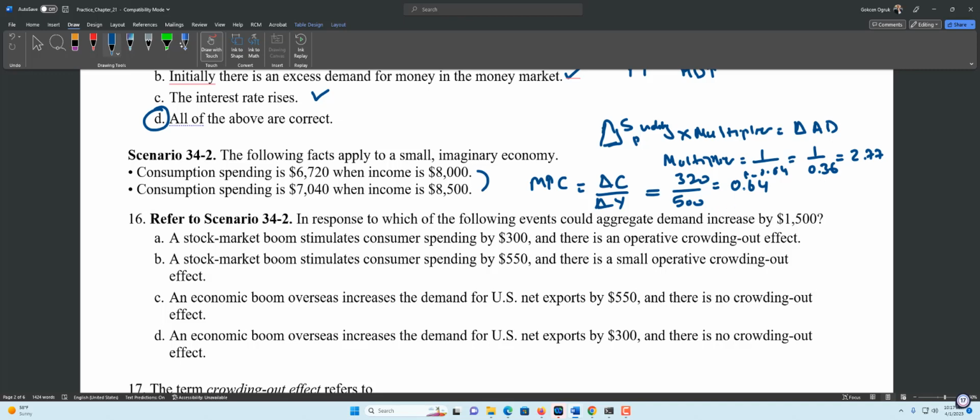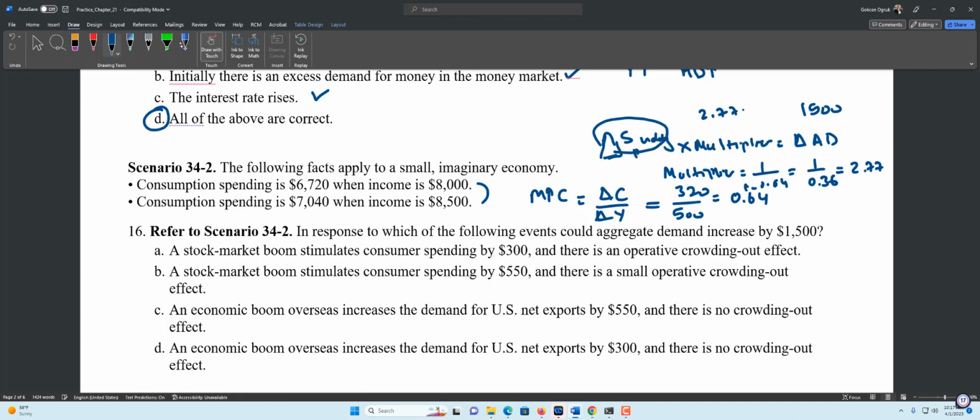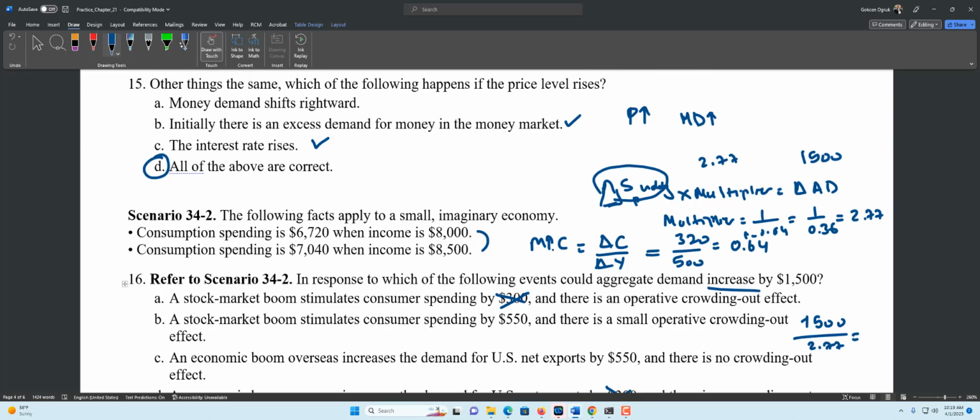So an initial spending here, which we don't know, but I know that the end result is 1,500, and I know that the multiplier is 2.77. So if I divide 1,500 by the multiplier, I can find how much I should change the initial spending. If you divide 1,500 by 2.77, you get around 540.